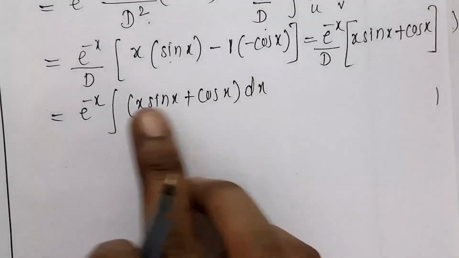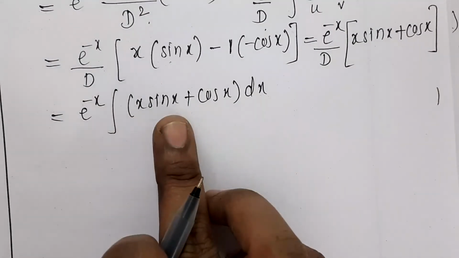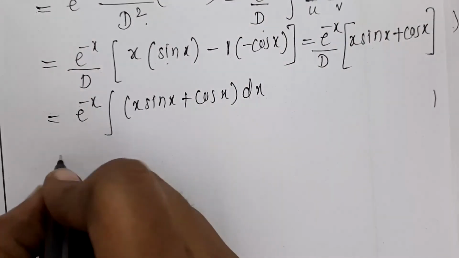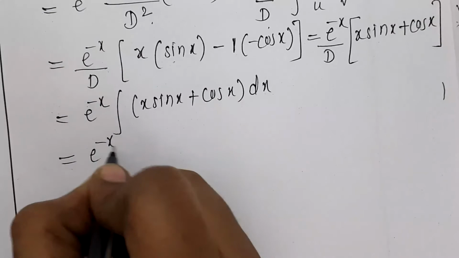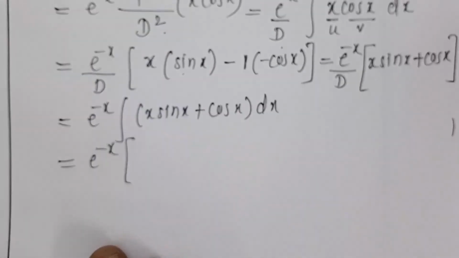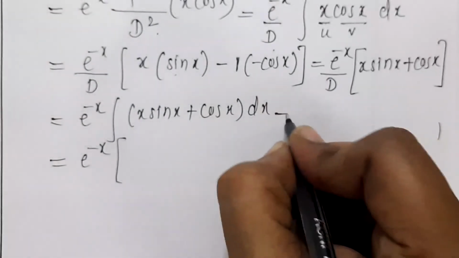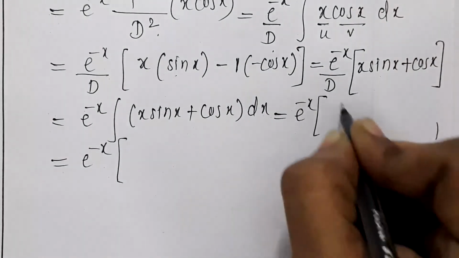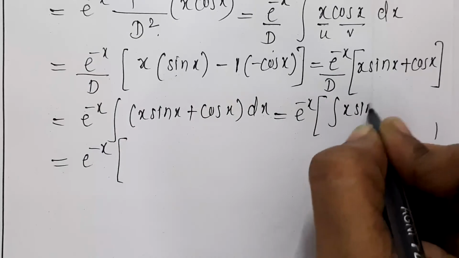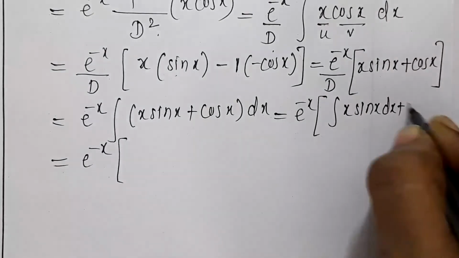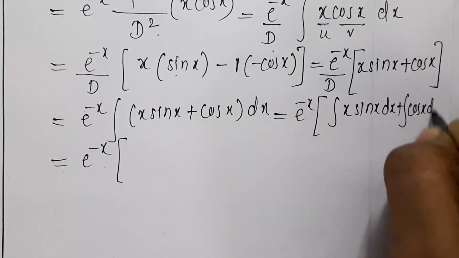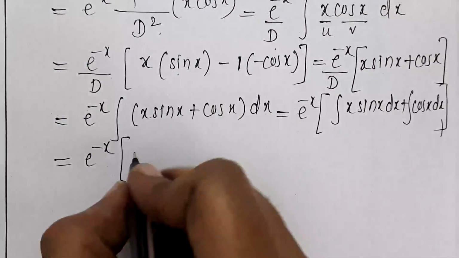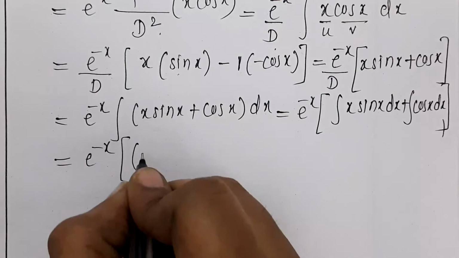Now for the first part we have to use again u into v, but we have already found it for x into cos x. So this is equal to e to the power minus x. Again the u into v rule: e to the power minus x as it is, integration of x into sin x dx plus integration of cos x dx. So for x sin x, again use the general rule of integration by parts.